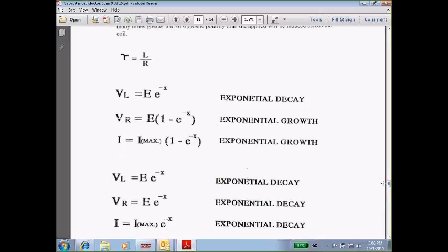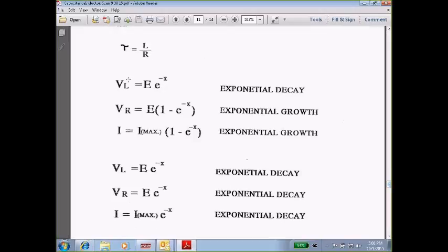Okay, now we look at these equations. They're very similar to that for the capacitor. And tau is equal to the inductance divided by the resistance this time. We've got an exponential decay for the voltage across the inductor. The voltage across the resistor is an exponential growth, and the current is an exponential growth. That would be what we'd normally refer to as charging and discharging, even though that's not the correct terms to be using.